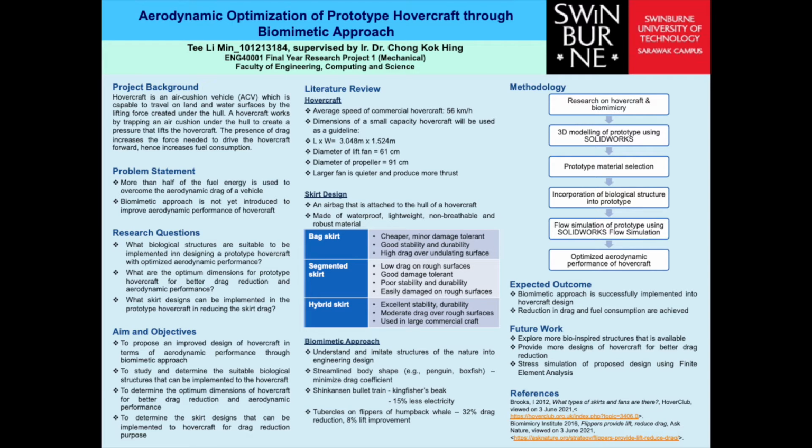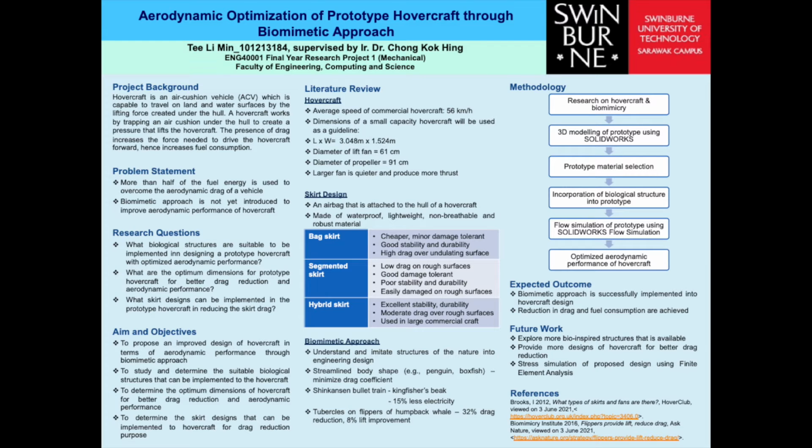The objectives of this research are to study and determine the suitable biological structures that can be implemented to the hovercraft, to determine the optimum dimensions of hovercraft for better drag reduction and aerodynamic performance, and to determine the skirt designs that can be implemented to hovercraft for drag reduction purpose. Now, let's move on to the literature review. It will be discussed in three sections: hovercraft, skirt design, and biomimicry.